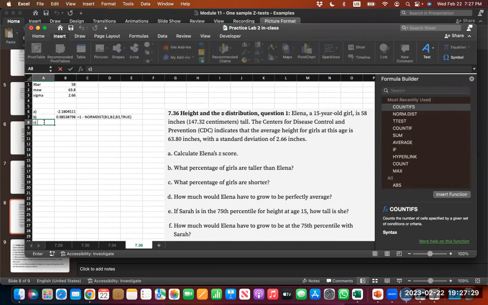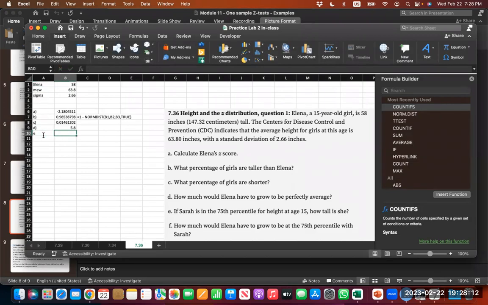So if we do C, what percentage of girls are shorter? That's basically 1 minus this. So that's the inverse. E: How much would Eleanor have to grow to be perfectly average? That's simple, right? So that's mu minus Eleanor. So now we have D, now we have E.